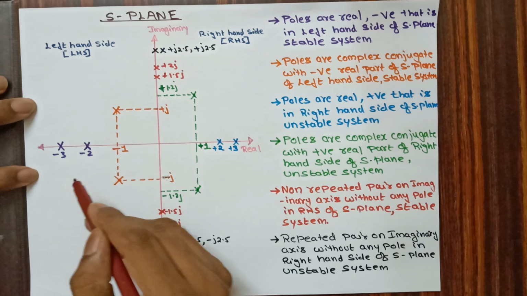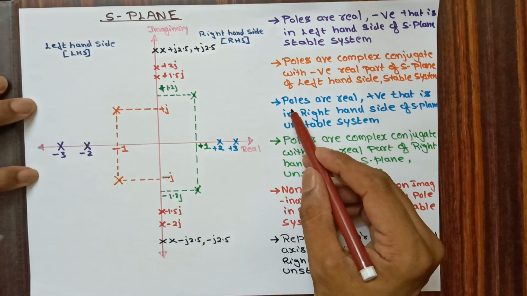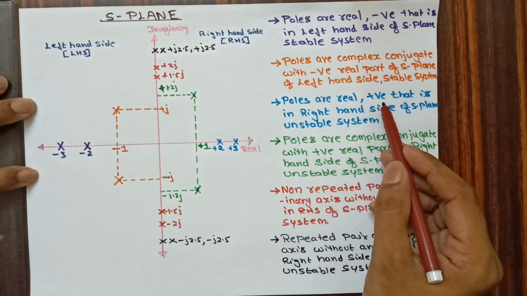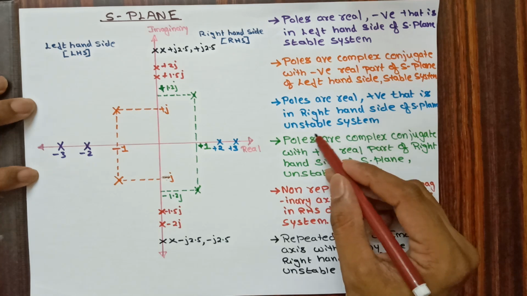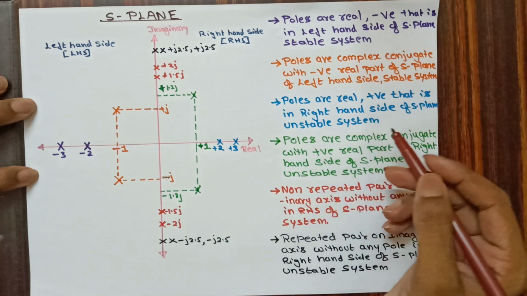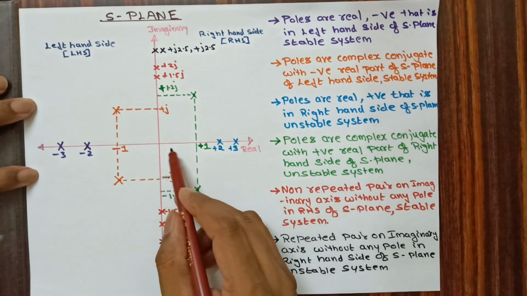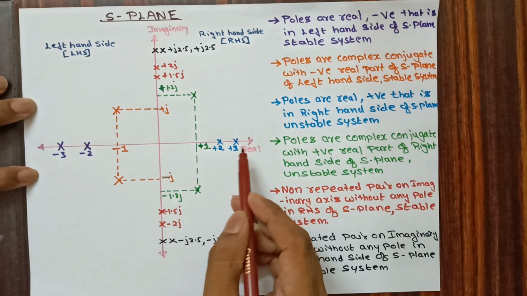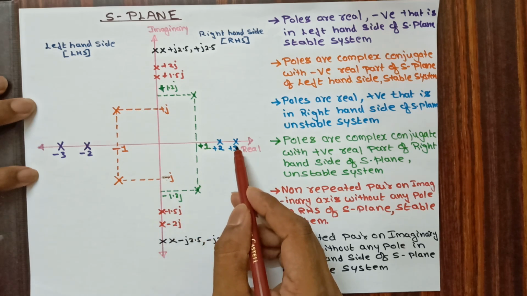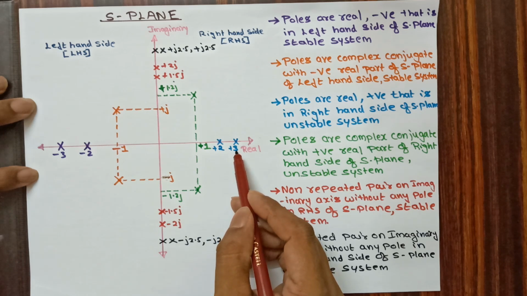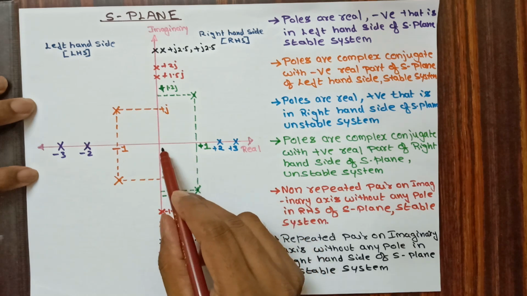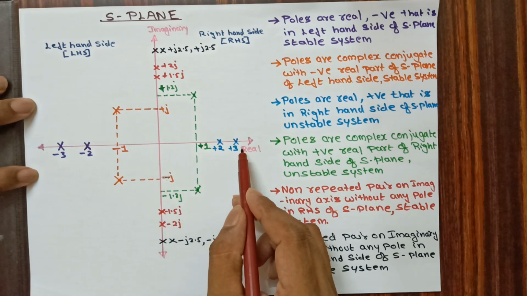stable system. Next condition, poles are real and positive, that is in the right hand side of the S-plane, that is considered an unstable system. You can see on the right hand side of the S-plane, I have considered two poles, that is positive +2 and +3. As I said, any one pole on the right hand side, the system is considered unstable.